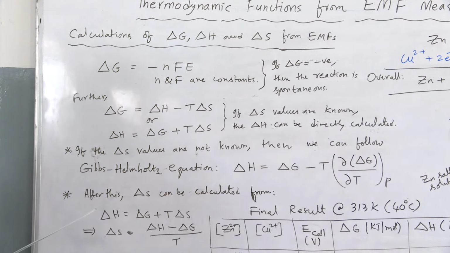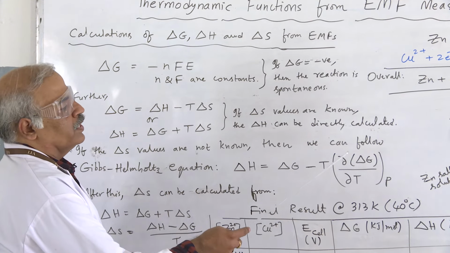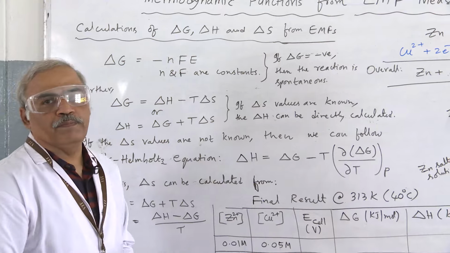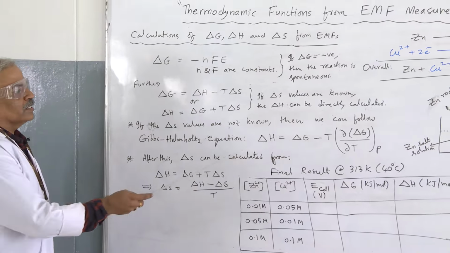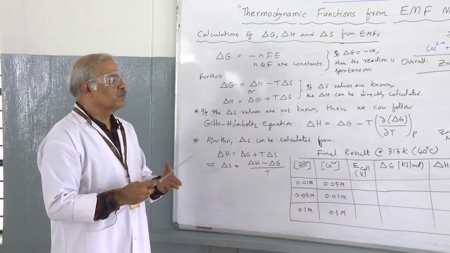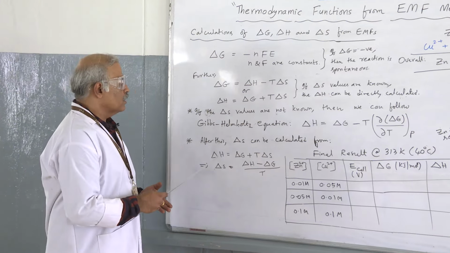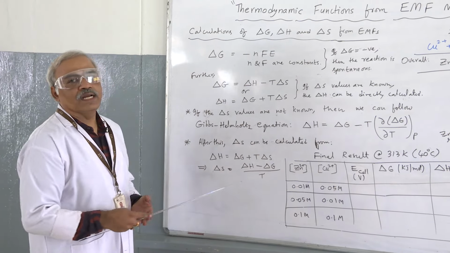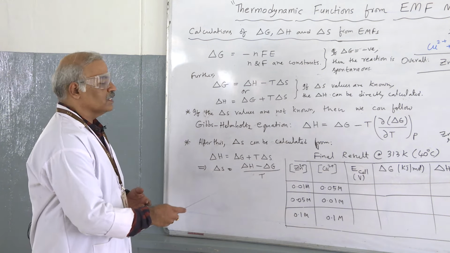Otherwise, if the delta S values are not known, then we can use the Gibbs-Helmholtz equation, that is delta H is equal to delta G minus T into d of delta G by dT at constant pressure. From this we can calculate the delta H values. Once we have the delta G value and the delta H value, we can calculate the delta S from the expression delta H is equal to delta G plus T delta S, so delta S is equal to delta H minus delta G by T.